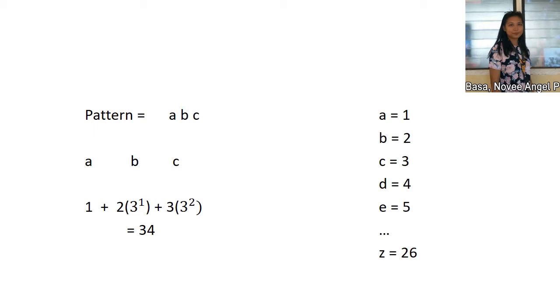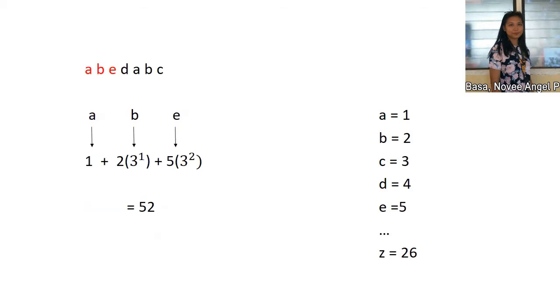Now, we are going to take substrings of length 3 because the length of the pattern is 3 and see which matches the pattern. We start with A, B, E. The value of A is 1 plus the value of B, which is 2 times 3 raised to 1 plus the value of E, which is 5 times 3 raised to 2. That is equivalent to 52. So 52 does not match with 34. Now, we move forward and see if the next is matched.